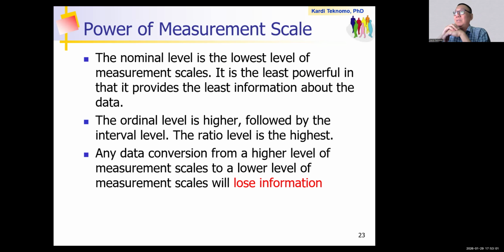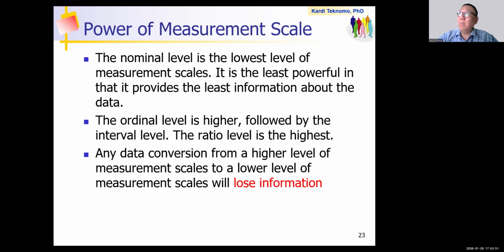The power of measurement of scale. So nominal level is the lowest measurement of scale, so it is the least powerful, that it provides the least information about the data. The same income, if you ask in ratio, you will get, for example, in US dollars or in pesos. But if you put it in interval, you will get only a range, between 0 to 5,000 or 0 to 10,000 pesos, 10,000 to 20,000 pesos, 20,000 to 30,000. So these are interval. You can also put it into ordinal: low income, medium income, high income. So these are ordered.